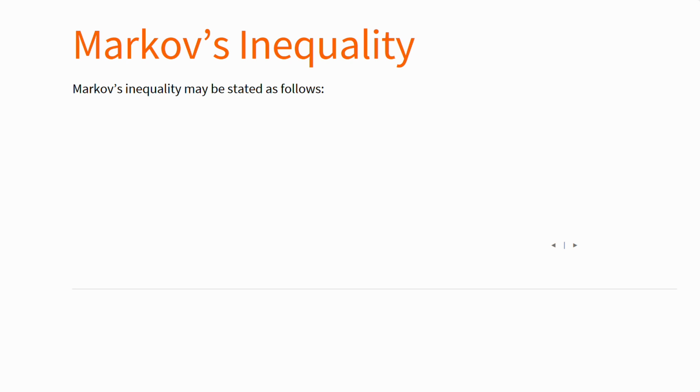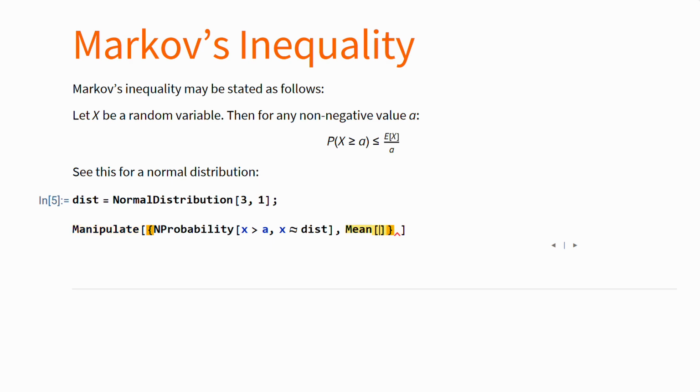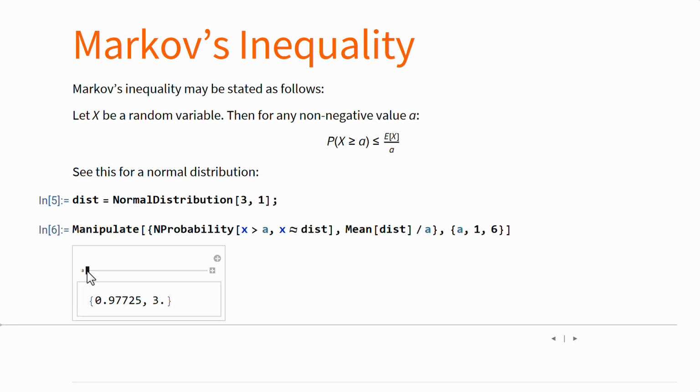So first, Markov's inequality may be stated as follows. Let x be a random variable. Then for any non-negative value a, the probability x is greater than or equal to a is less than or equal to the mean of x divided by a. This is true for any probability distribution. For example, the normal distribution, where the probability on the left is always lower than the mean divided by a on the right.